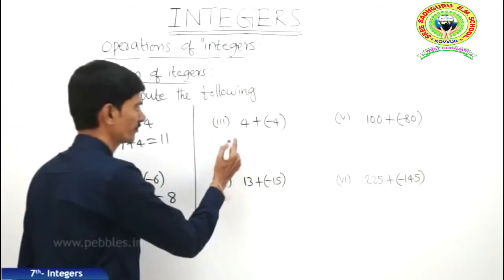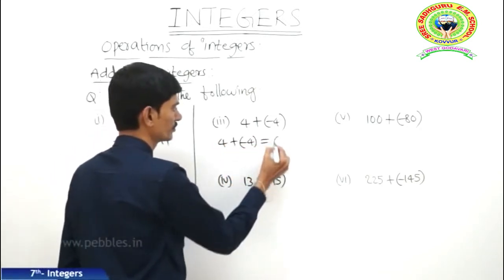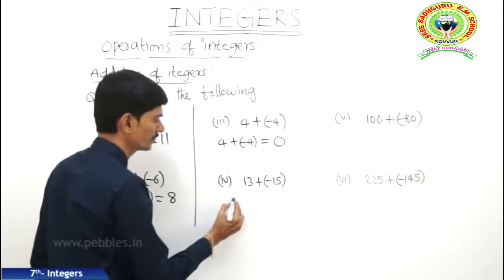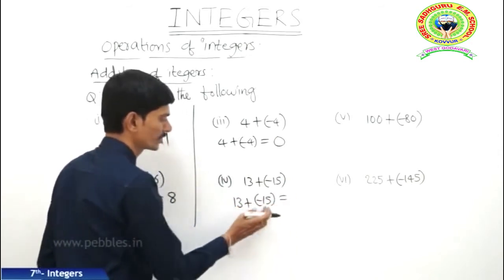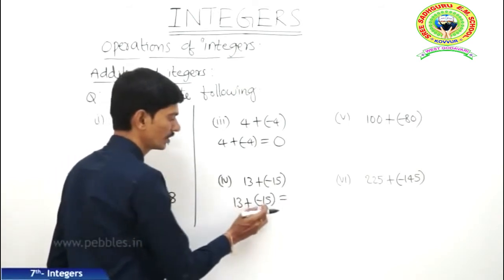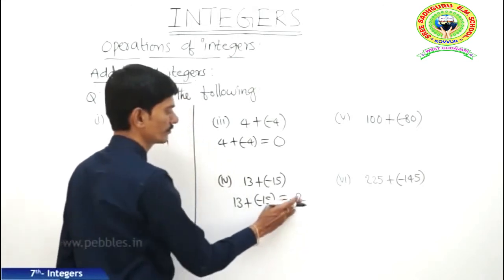Now 4 plus of minus 4. So 4 plus of minus 4 equals 0. And 13 plus of minus 15 equals. Now 15 minus 13 is 2. And the bigger number 15 has minus. So we write minus 2.